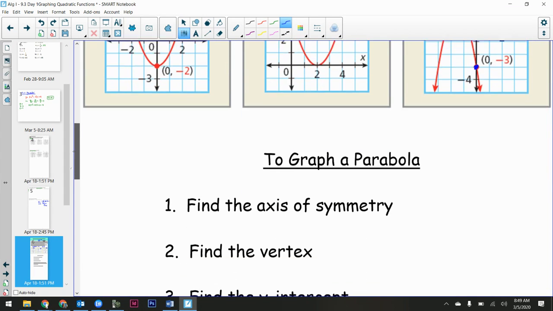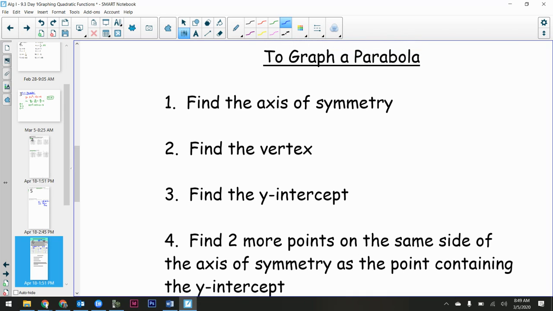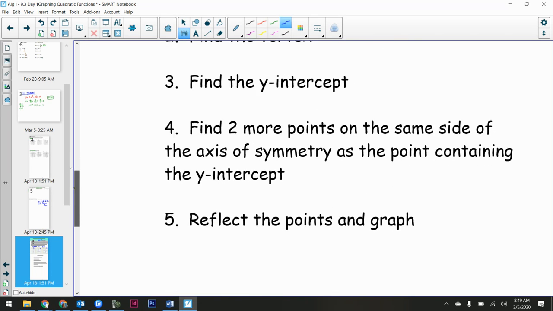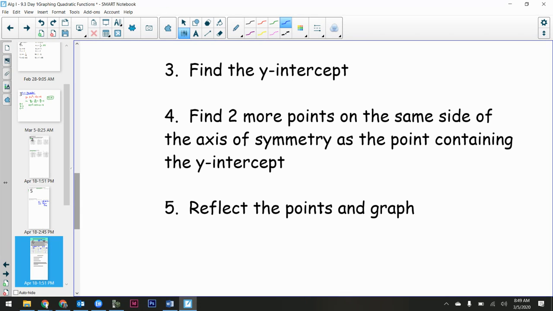Okay, so again, now we can add that into the mix. So here's how we're going to graph a parabola. I have it laid out for you step by step on what to do each time. But this is all that we know. We know how to find the axis of symmetry. We know how to find the vertex. Now we know how to find the y-intercept. The last couple things is, well, I might need some more additional points, but we've got to strategically pick those points.